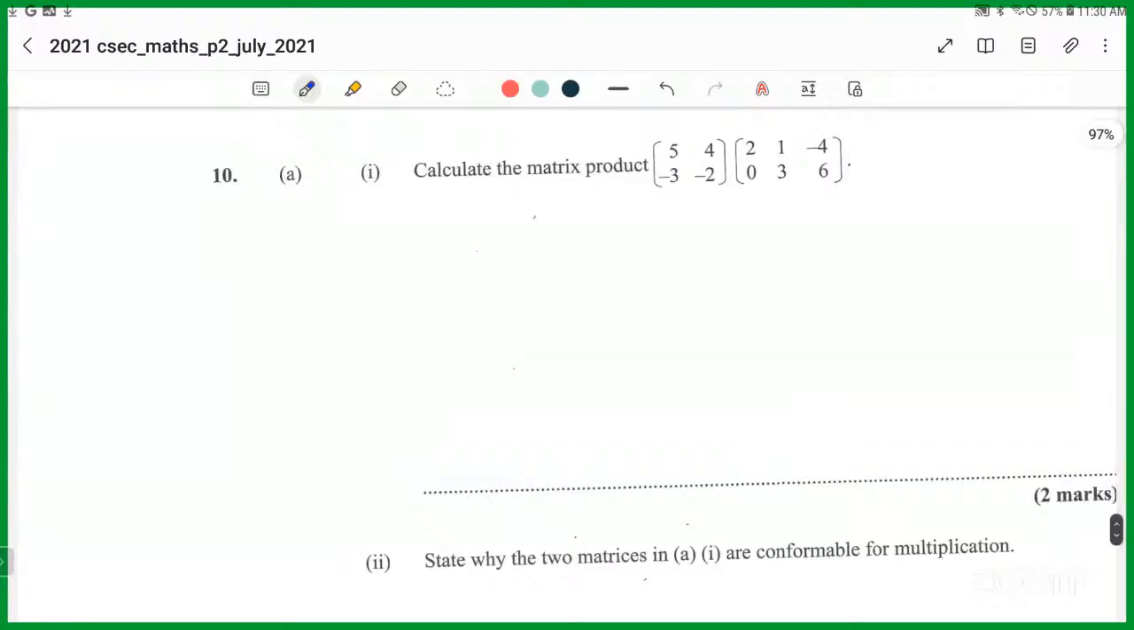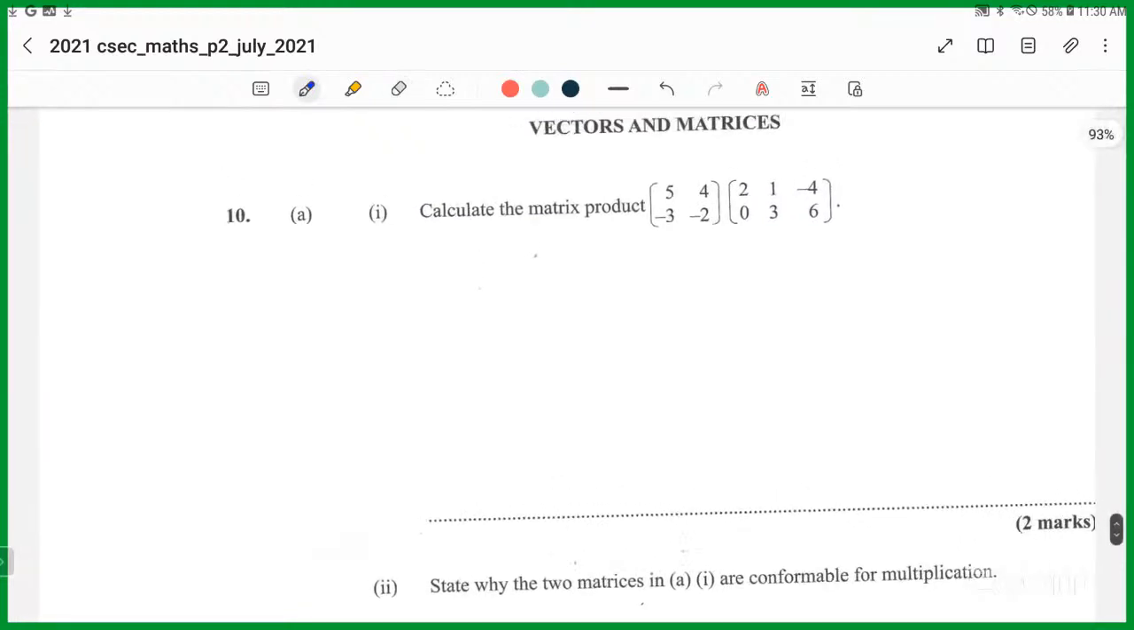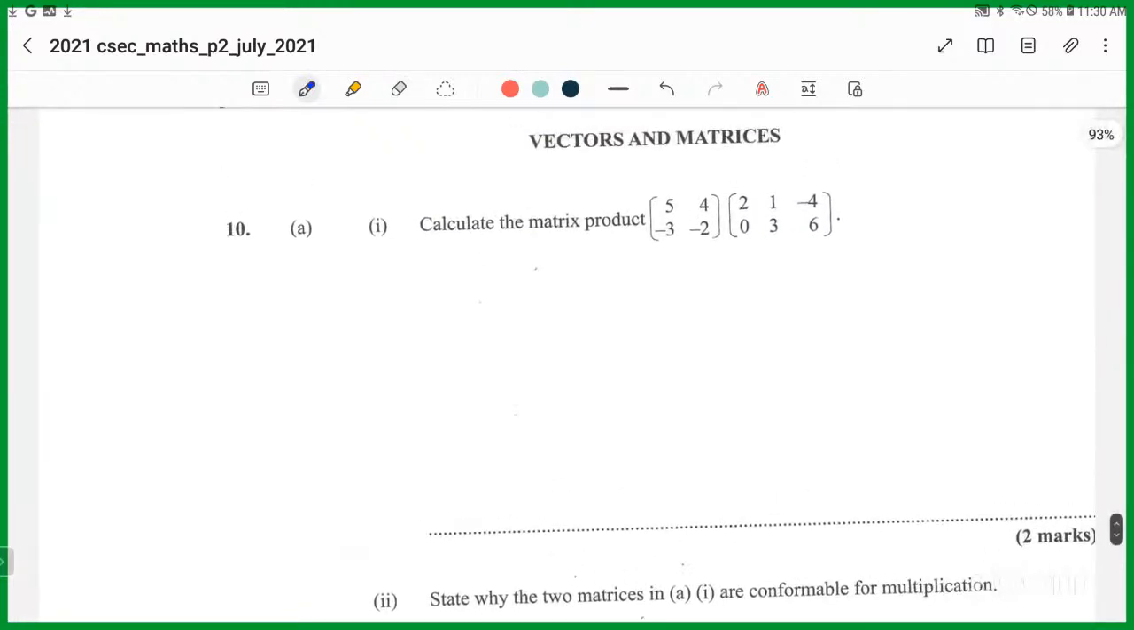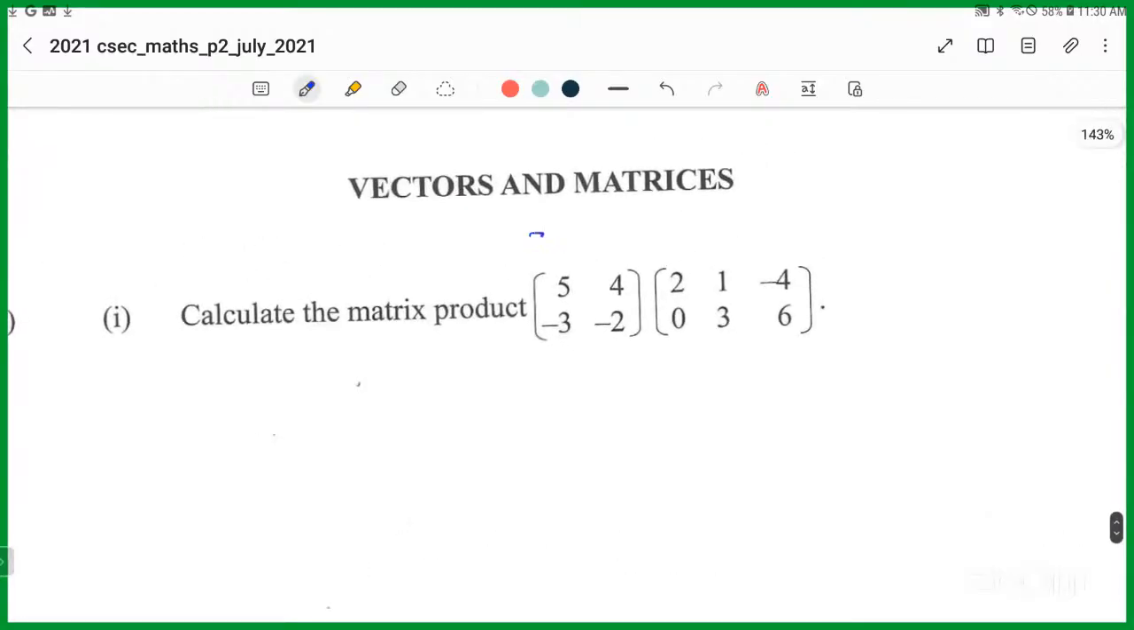This question is asking us to multiply a 2 by 2 matrix and a 2 by 3 matrix. This is a 2 by 3 matrix that has 2 rows and 3 columns. So I always call the number of rows first when you're stating the size, or the order, of a matrix. So what size matrix are we supposed to get? Let's work it out. This is a 2 by 2 multiplied by a 2 by 3.